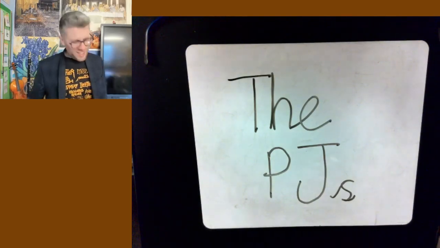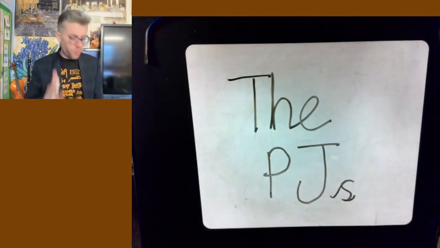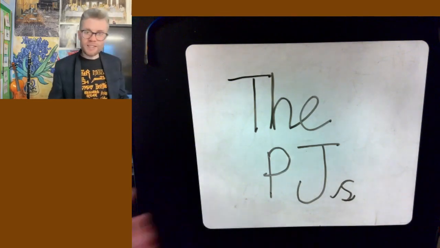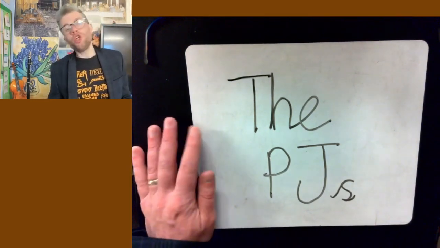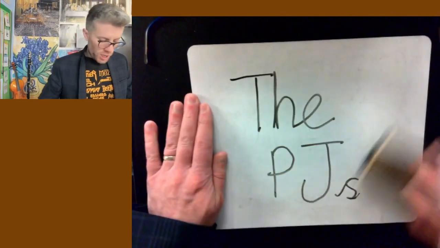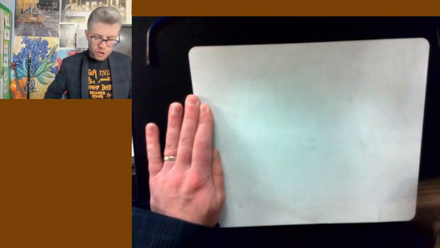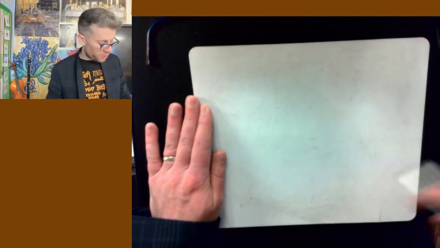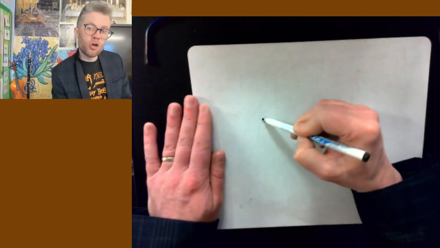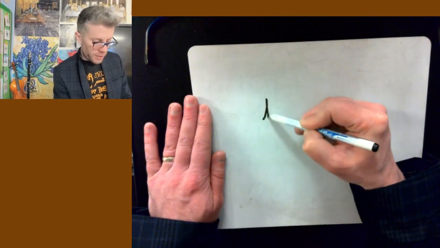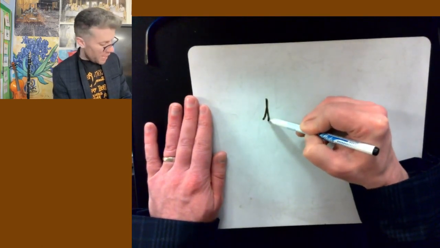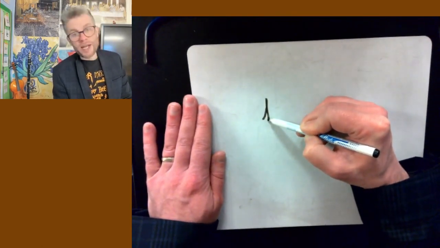The PJs, the slightly different halfway up and back down letters. The PJs consist of two letters, P and J, but we're talking about the letter formation of the lowercase p and j. If you remember from our previous little video, the N family, or the halfway up and straight back down family, consisted of N and M and R and U and Y and I.